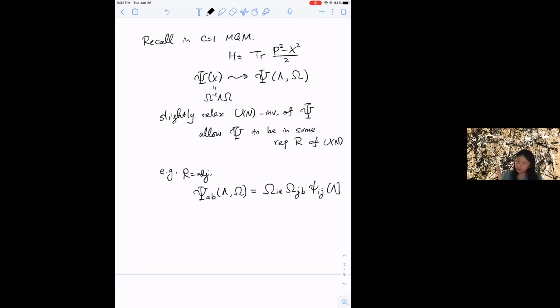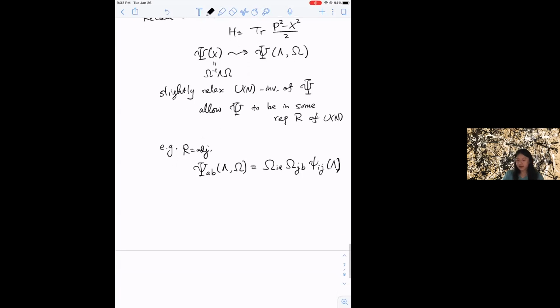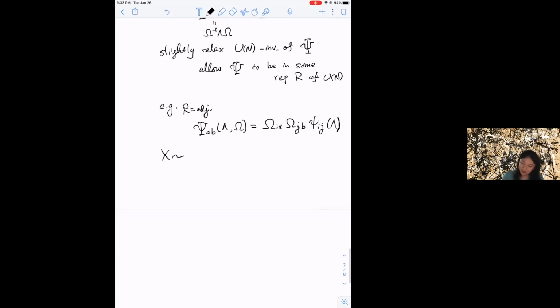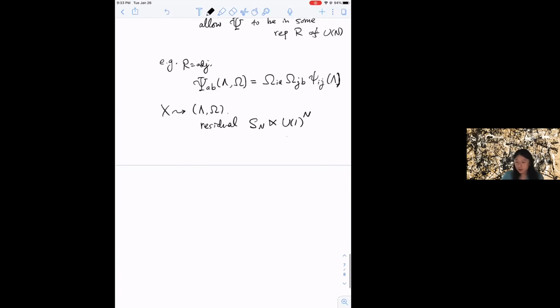Okay, so in fact, there's some non-trivial constraint on what this right-hand side psi ij can be, because you have to remember that this thing came from a function of x. It's not just some arbitrary function of lambda and omega. There's a small difference because when you go from x to lambda omega, there's a residual, as we emphasized, Sn semi-direct product with UN to the n symmetry. So this UN to the n is generated by the left action on omega of e to the I alpha through e to the I alpha n.